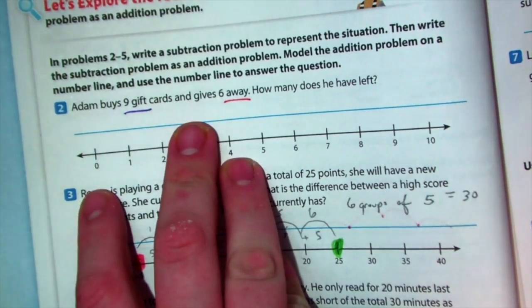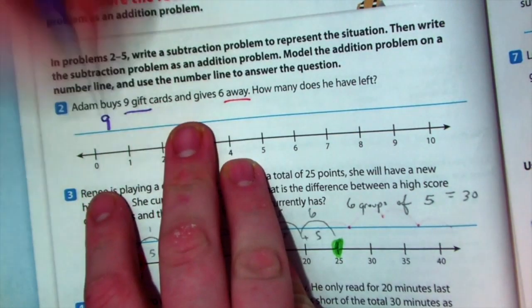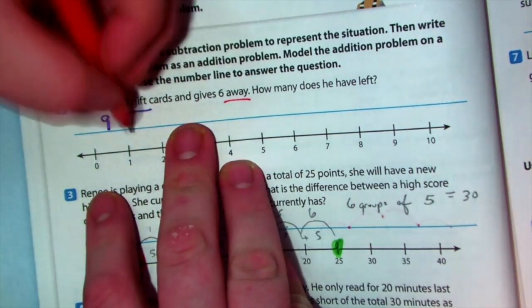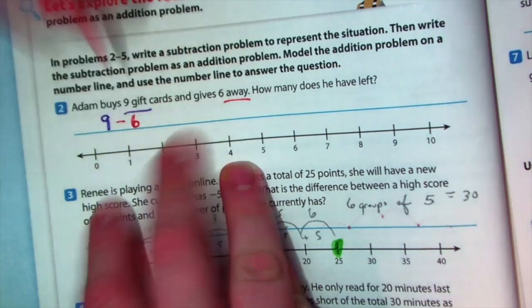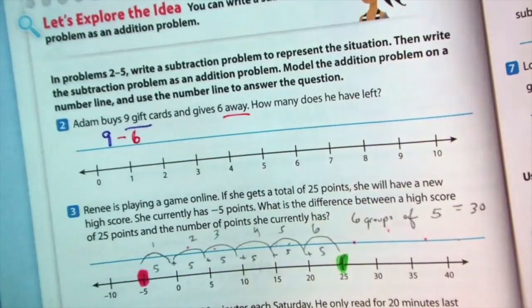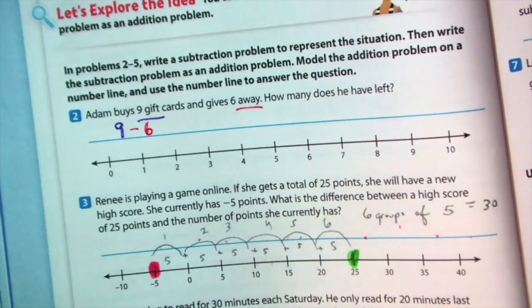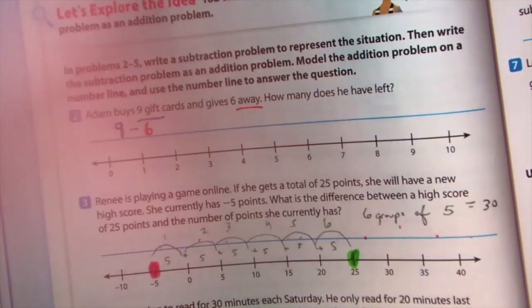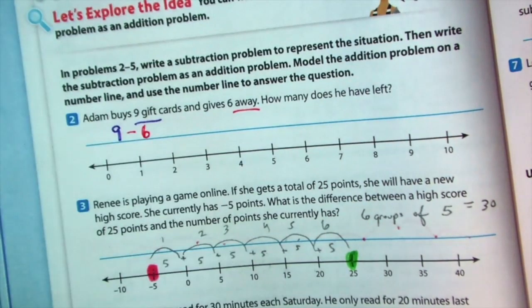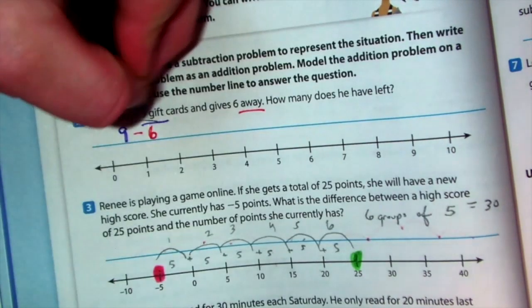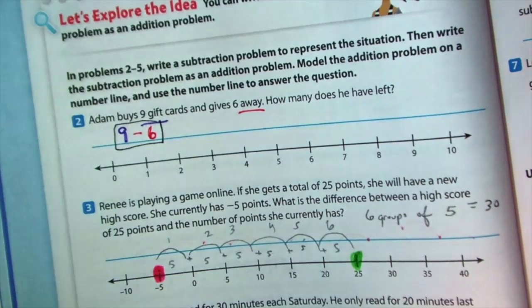So I know that he had 9 to begin with. He got rid of 6. He got rid of 6 of them. So he got rid of 6 of the things. That's one way. We wrote it as a subtraction problem. That's good. We met one of the parameters. Now that's one way to do it. I'm going to put it in a box so that way I know that's the first part.